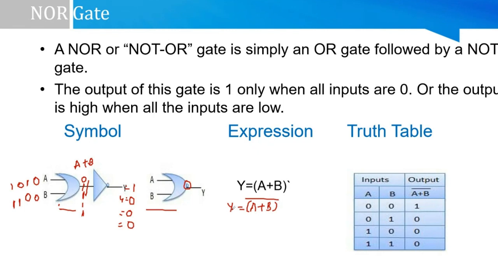Ma'am, in OR gate 1 plus 1, sometimes we write 0 with carry of 1. That is arithmetic. See, that comes once you go to the adder. That is not like 1 plus 1, the carry will be 1. That is an addition. That's why I told you guys, the OR gate is a logical addition operation.